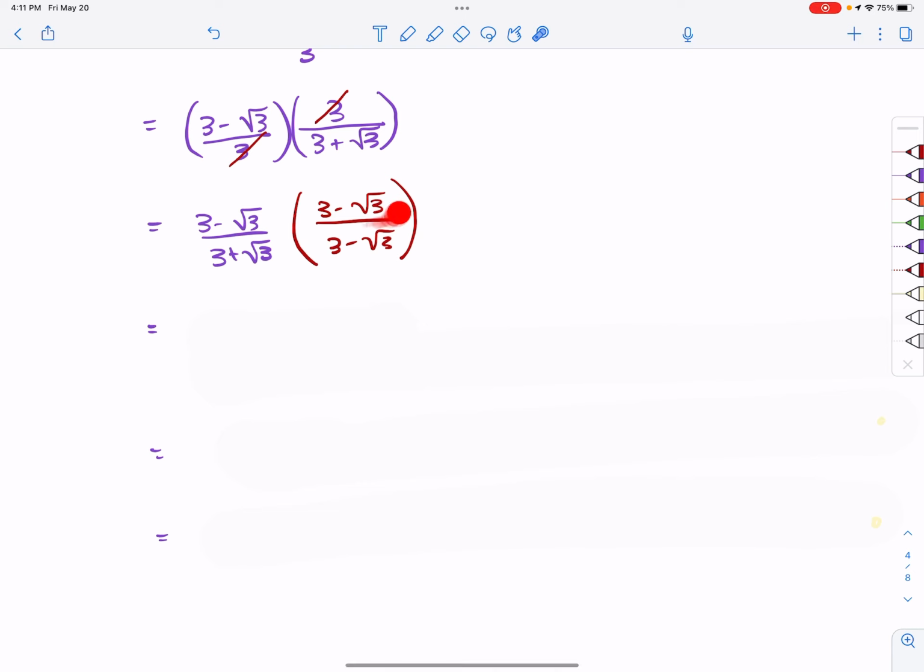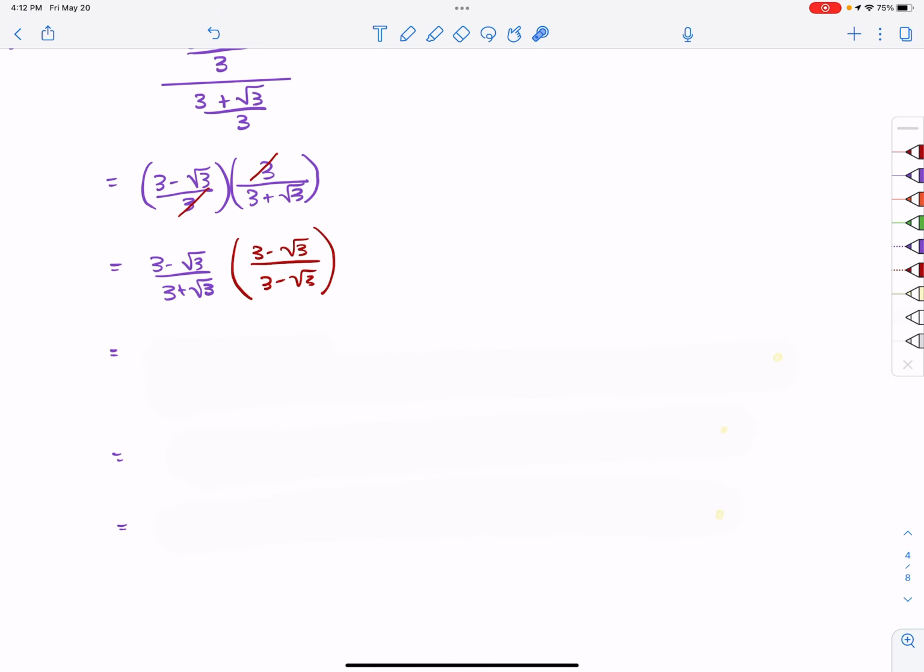And as long as I multiply on top and bottom by the same thing, its value is equal to 1, and I'm multiplying by 1. Multiplying by 1 is totally legal. It doesn't cause any problems. It doesn't cause me to change the value of anything. All right, so what we're going to do, we're going to FOIL on top, and we'll FOIL on bottom.